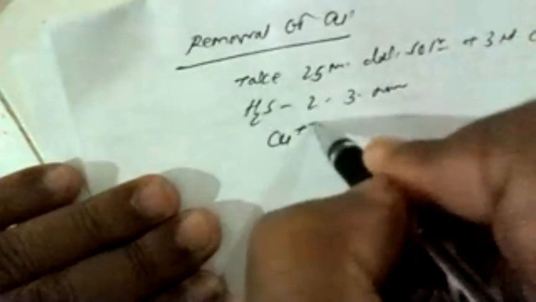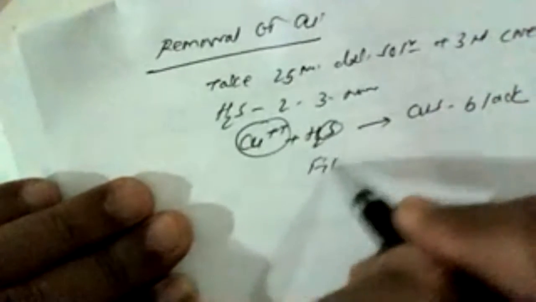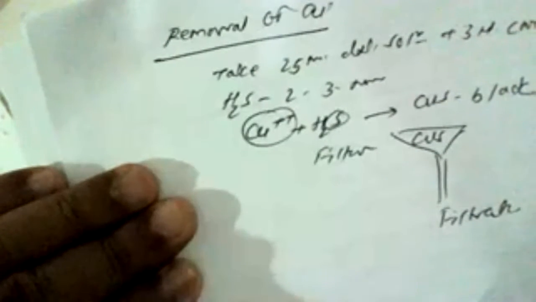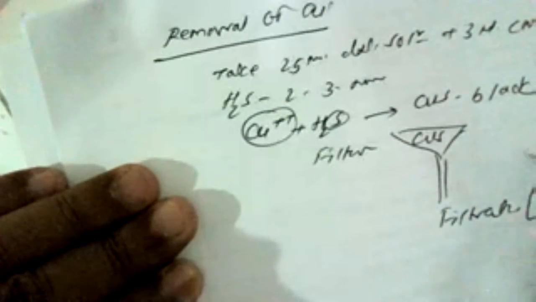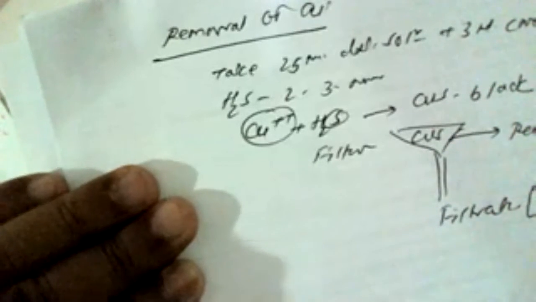The solution contains copper ion. After passing H2S, the copper and sulfide unite to form copper sulfide, which is an almost black color precipitate. This precipitate is to be filtered, and on the filter paper, copper sulfide precipitate is retained, while the filtrate contains iron. So this is how we have removed copper in the form of copper sulfide. And now we are left with this filtrate with iron.